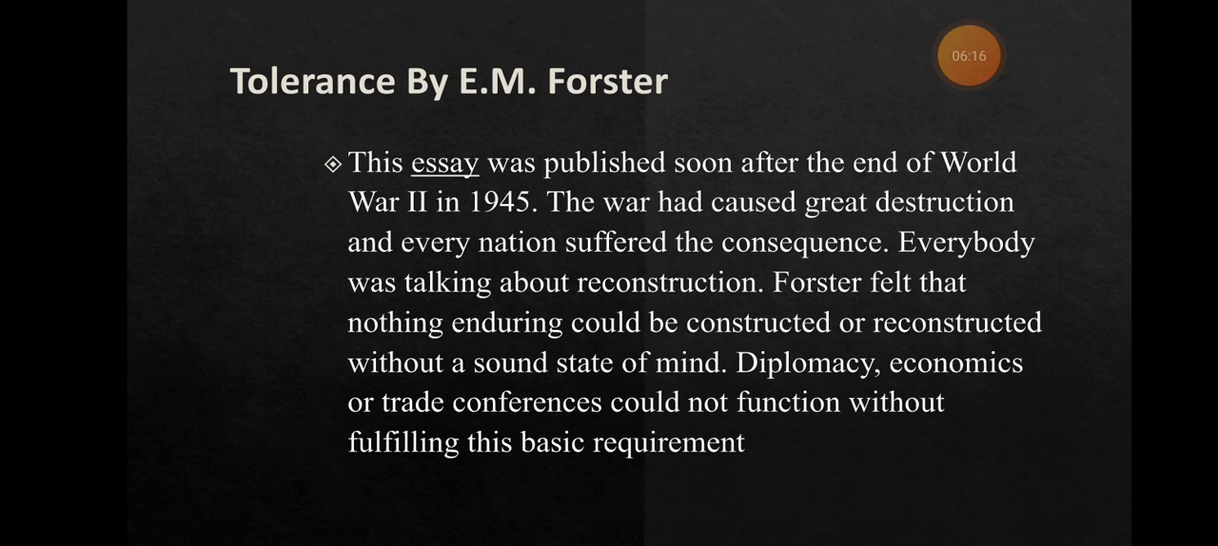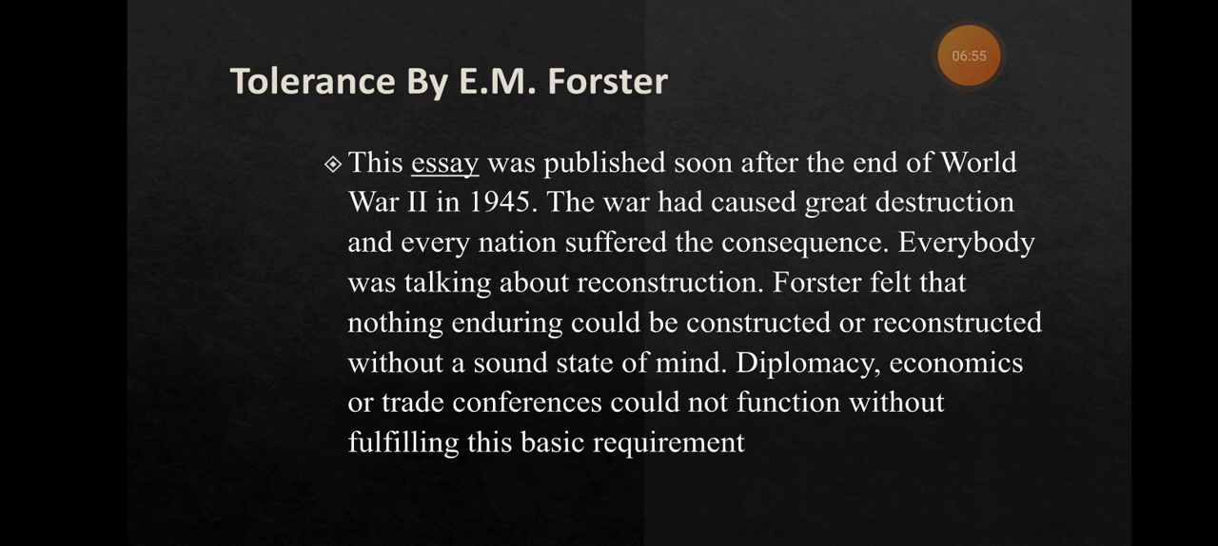So the same idea is applied in this slide also. This essay was published soon after the end of World War II in 1945. The war had caused great destruction and every nation suffered the consequences. Everybody was talking about reconstruction. Forster felt that nothing enduring could be constructed or reconstructed without a sound state of mind.